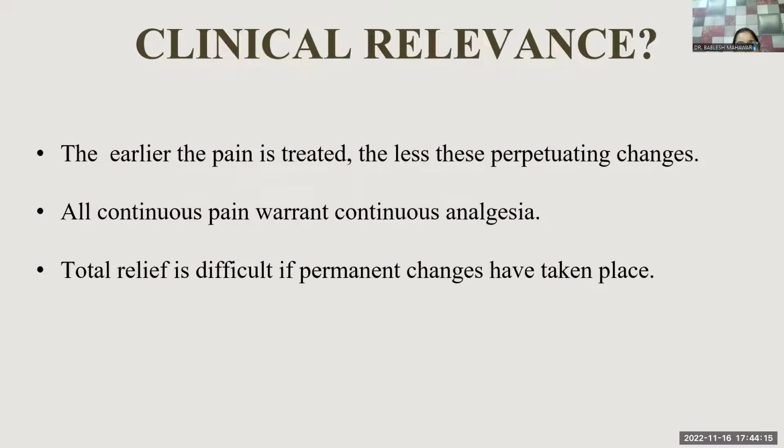Now, what is the clinical relevance to all this? What we have learned is that the earlier the pain is treated, the less these perpetuating changes. The earlier we treat the pain, the fewer chances of sensitization, the fewer chances of amplification of pain, and the fewer chances of the pain becoming chronic and leading to all these problems. So all continuous pain warrants continuous analgesia. This is the crux of the story, and we should realize that each and every pain needs a treatment. Total relief is difficult if permanent changes have taken place. We cannot give false hope to the patient that the treatment is 100%. Always give realistic hopes to the patient.